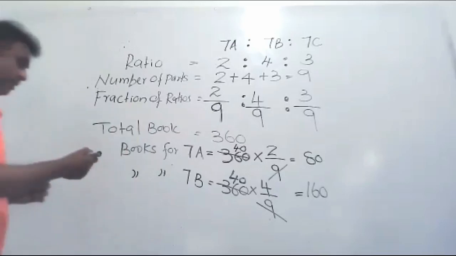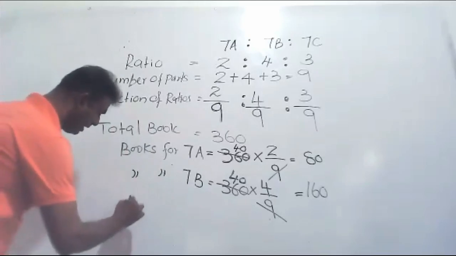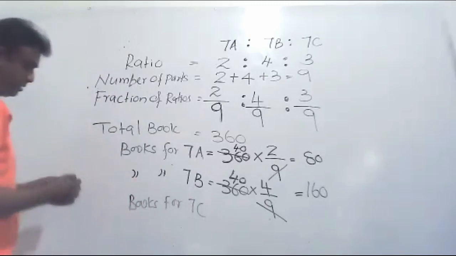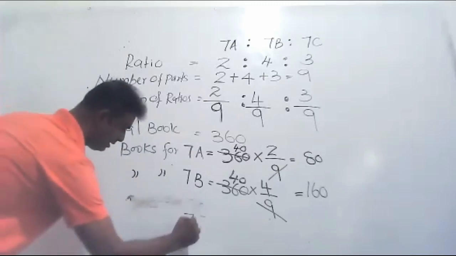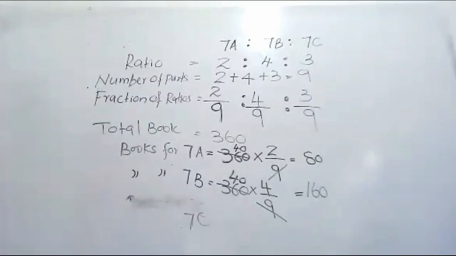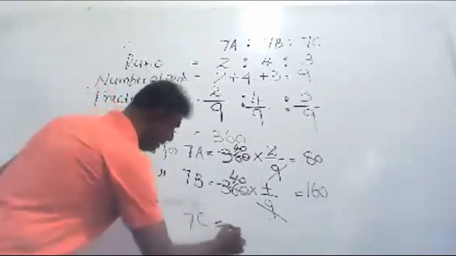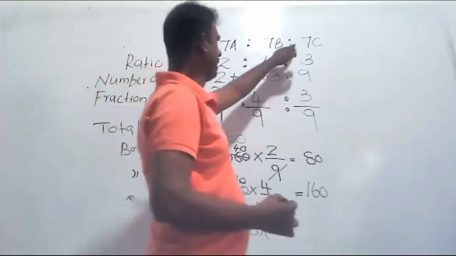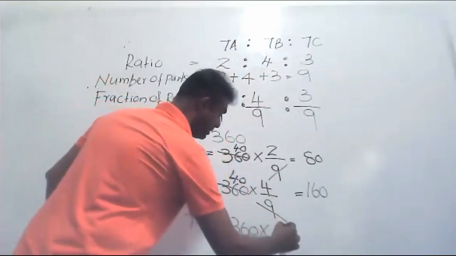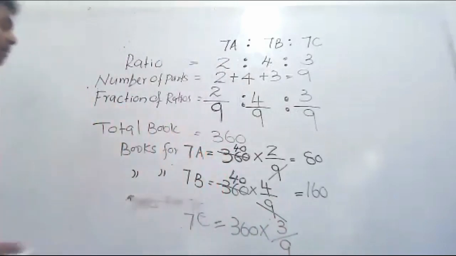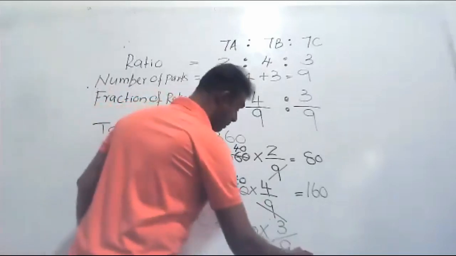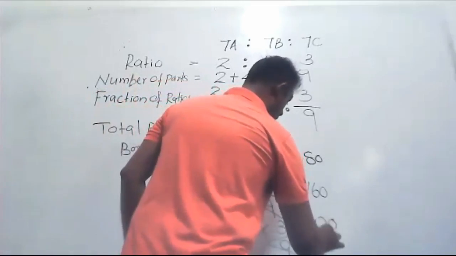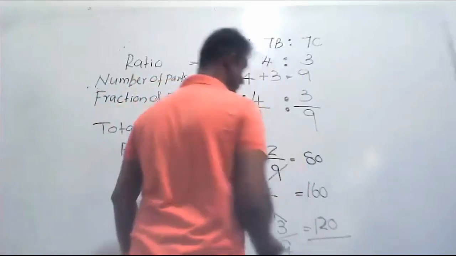Next one is books for grade 7C. Books for 7C equal 360 multiplied by the fraction of ratio related to 7C. The fraction for 7C is 3 upon 9. 360 divided by 9 is 40. 40 multiplied by 3 is 120.